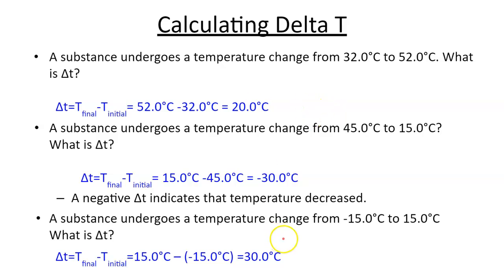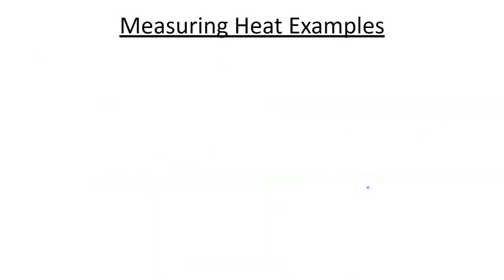Okay. Note that we want to keep careful track of the sign. The sign is going to give us some information that the temperature decreased. And that sign will carry over to Q, and that'll tell us some information about whether energy was absorbed or released in the problem you're looking at. Now, this will be part of a larger problem. So let's take a look at a full heat example.